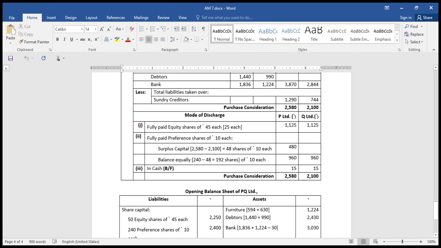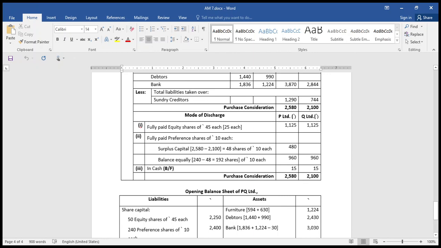Okay, next, fully paid preference shares. First we will settle the amount towards surplus capital. So surplus capital is 2580 minus 2100, which is 480. What is the number of shares to be issued? The preference share has a face value of rupees 10. So 480 divided by 10 means 48 shares are to be given. 48 preference shares are to be given towards the surplus share capital of P Limited.